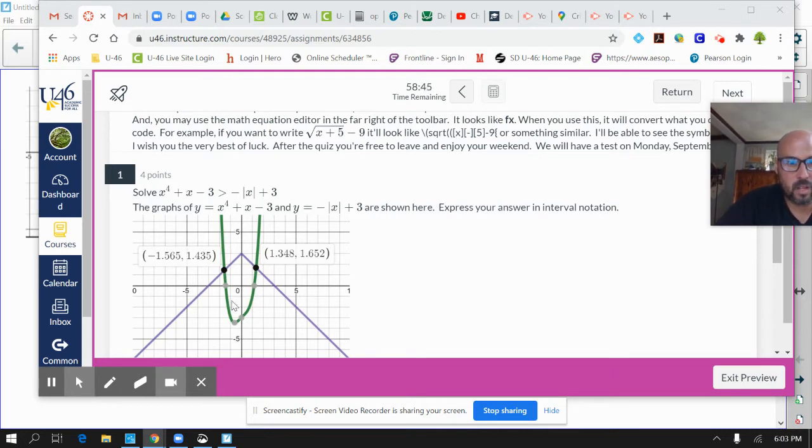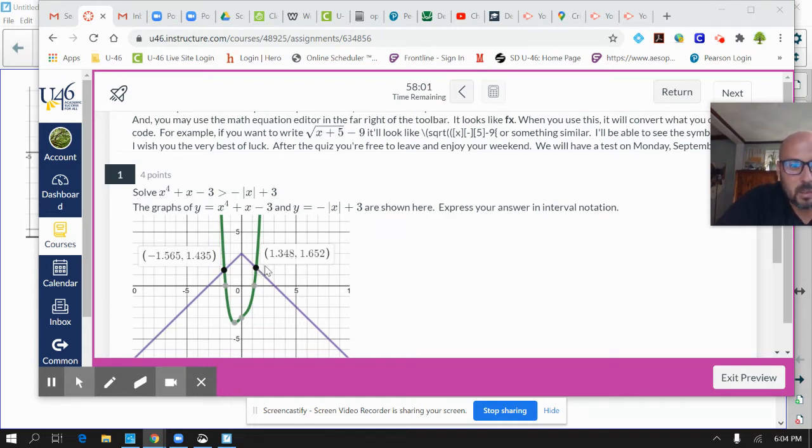So x to the fourth is the green one, and the absolute value function is this purple one. And it's asking which x values make the green thing greater than the absolute value. So the answer is only in x values. Well, let's just take when x is 0. When x is 0, the absolute value function is greater than the x to the fourth function. When x is 1.348, both functions produce the same thing, so both functions are equal at that point.